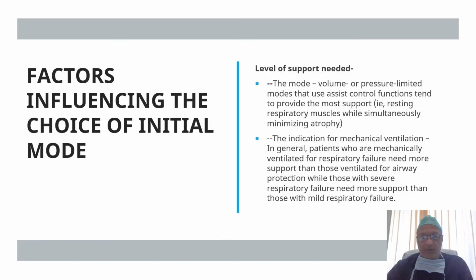Now we will discuss factors which influence or determine the selection of the initial mode. Primarily, the mode selection is decided by the very basic reason for placing the patient on mechanical ventilation and the severity of the underlying illness. For example, patients who are mechanically ventilated for respiratory failure need more support than those ventilated for airway protection. In general, assist control mode, whether volume or pressure limited, is appropriate for most situations.